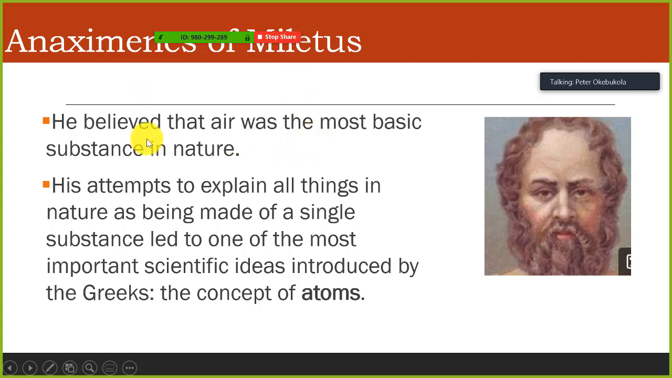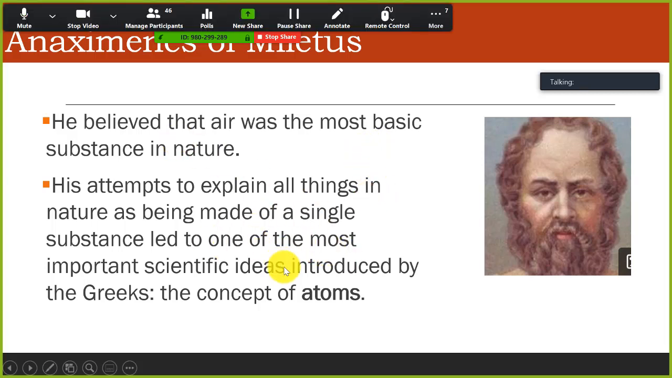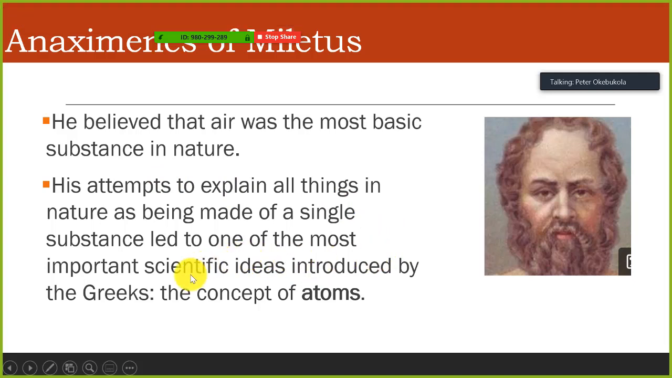Let's go to the third person, Anaximenes of Miletus. Anaximenes also believed that the air was the most basic substance in nature, and tried to explain all of them. He tried to explain them by saying that one of the most important things in life is air, and that led to the concept of atoms.